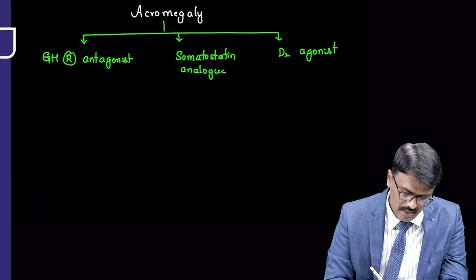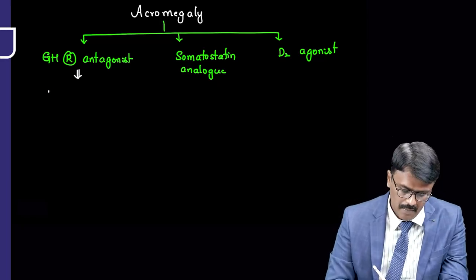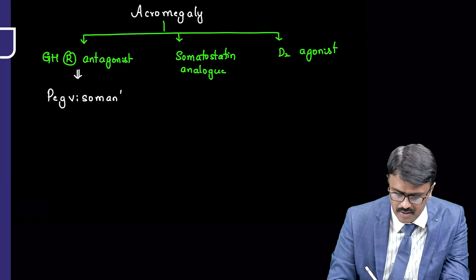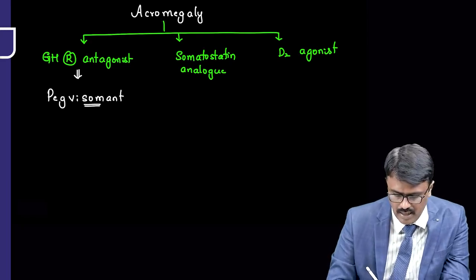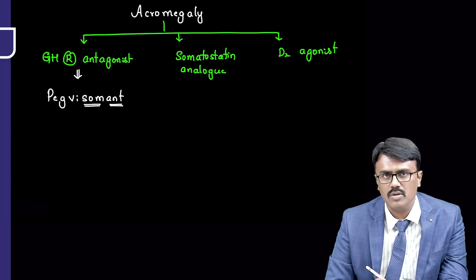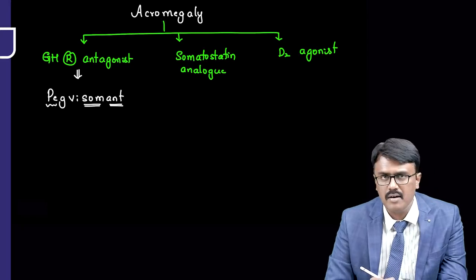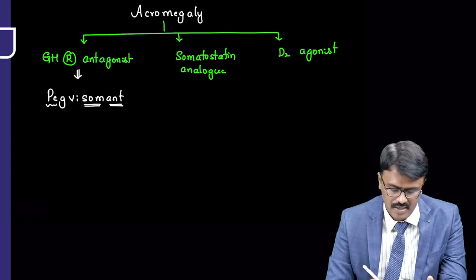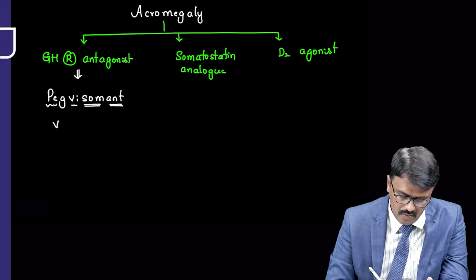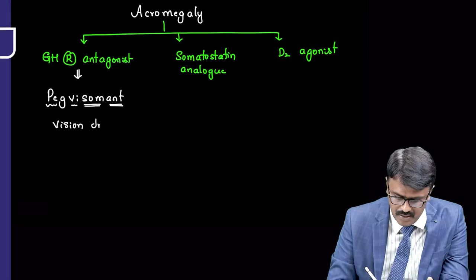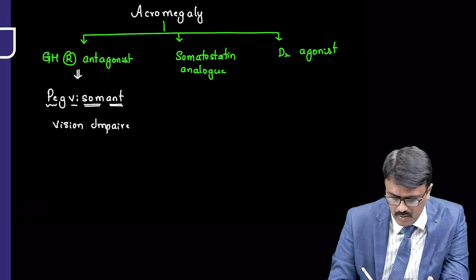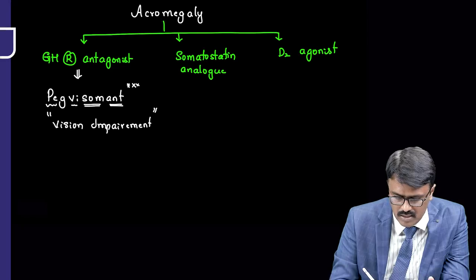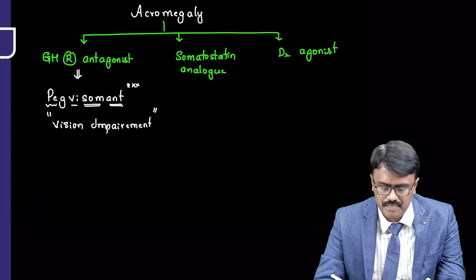And what is it? The growth hormone receptor antagonist is called pegvisomant. You read the name, soma antagonist. Soma means body, antagonist. So growth hormone antagonist. And remember, if it is added peg, peg stands for polyethylene glycol, and that makes the drug longer acting. VI, you can remember, the drug can produce vision impairment. The name is pegvisomant. So recently this question was asked in the INI-CET pattern of exam.